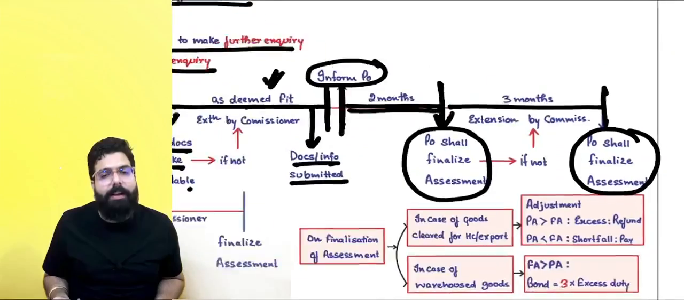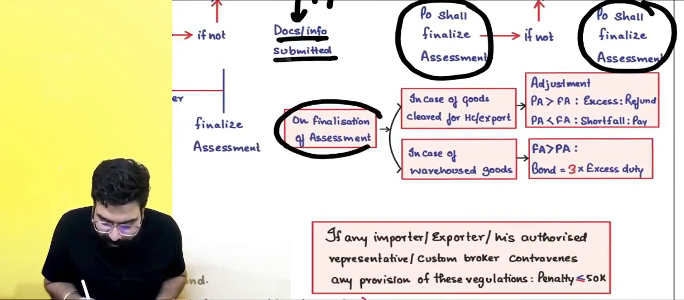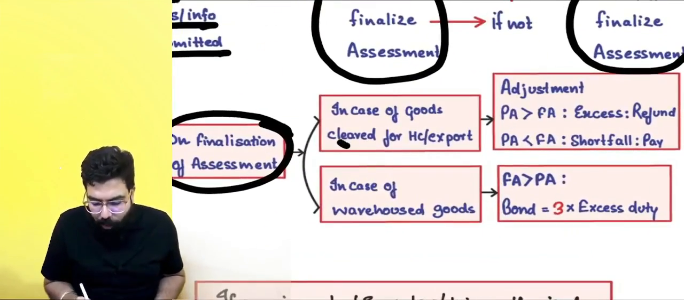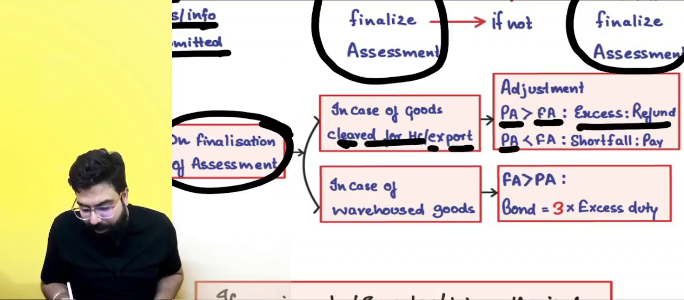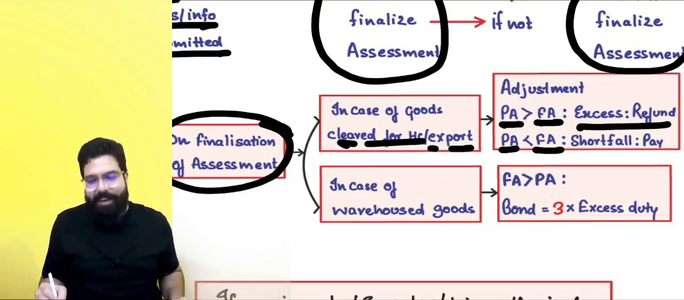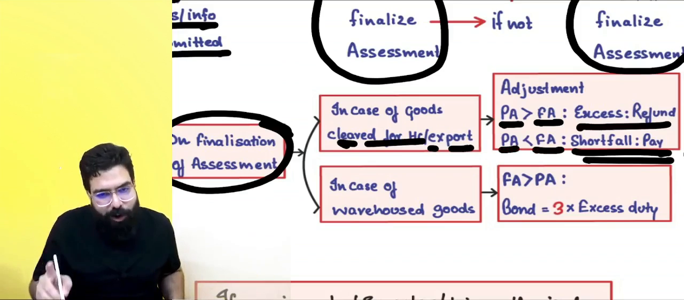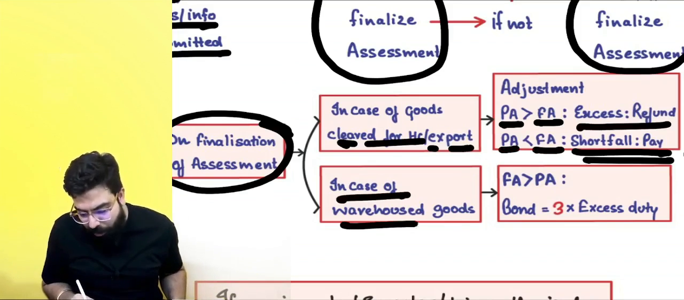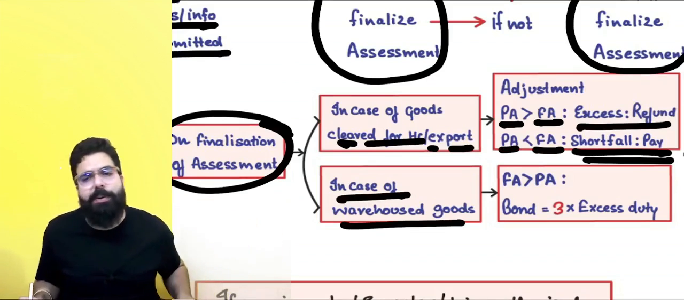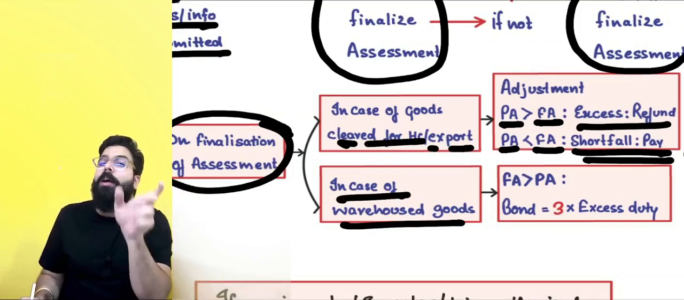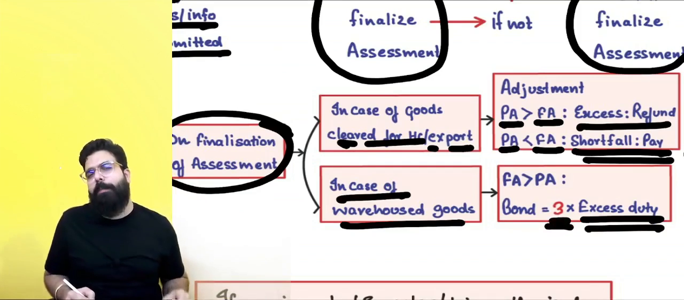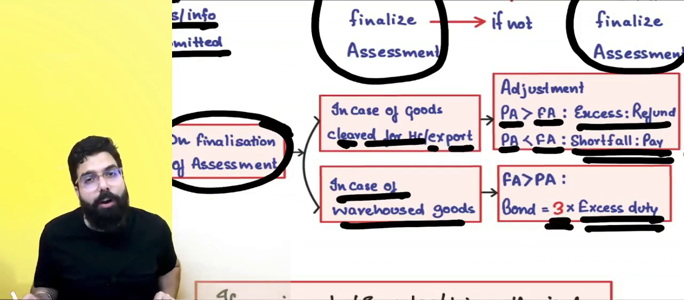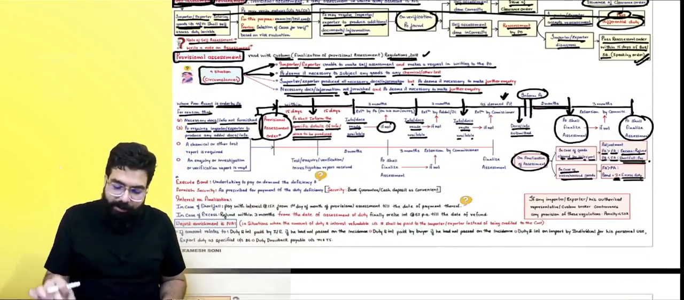Once they finalize the assessment, if goods were cleared for home consumption or for export, and provisional assessment was greater than final assessment, then the excess will be refunded. If provisional assessment was less than the final assessment, then you will have to pay the shortfall. Sir, if the goods were warehoused, and final assessment is greater than provisional assessment, then for the differential duty, you have to give a bond of 3 times the amount of the differential duty, extra. Okay, sir, point is clear.